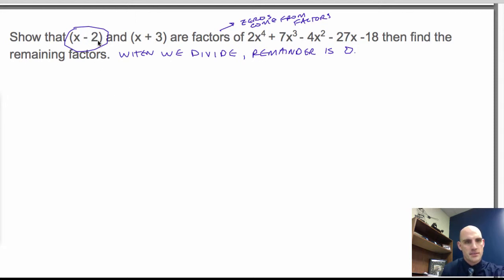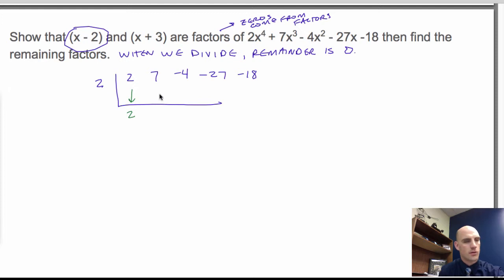Because it's a minus 2, I'm putting 2 on the outside. And inside, I'm going to put 2, 7, minus 4, minus 27, and minus 18. Okay, because these are all my coefficients here. So as I'm going across, we are going to show that this is indeed a factor. Okay, so let's go. I'm bringing down my 2.